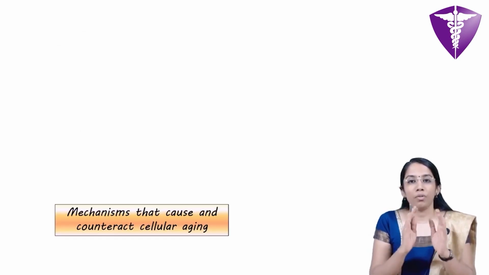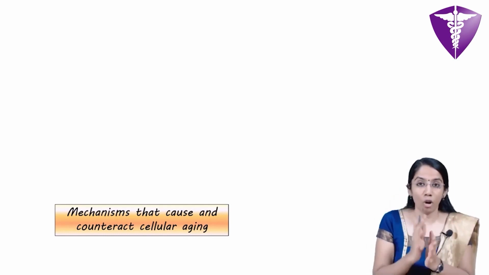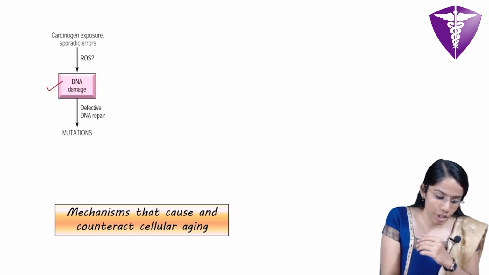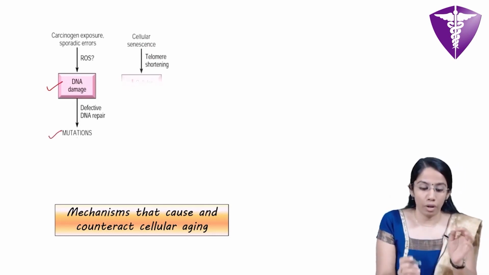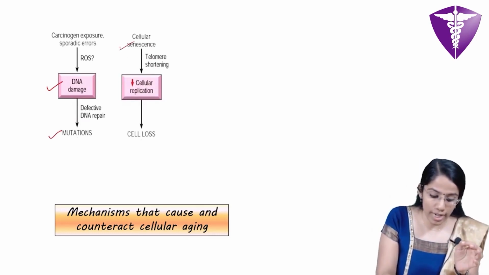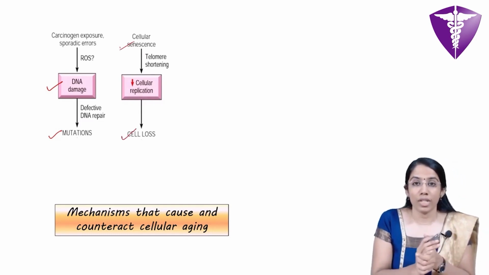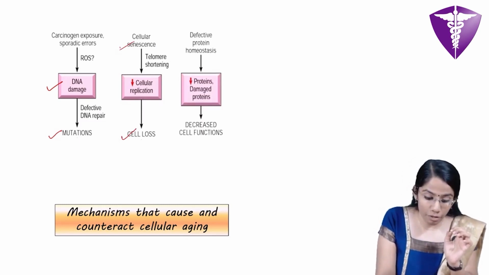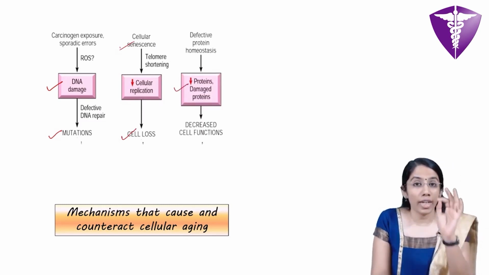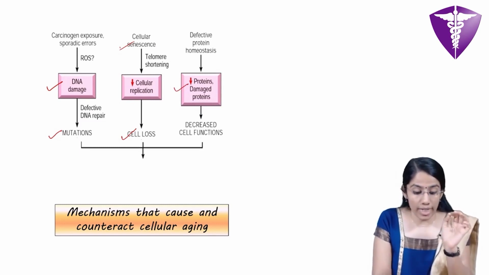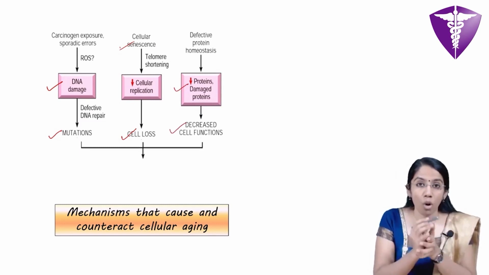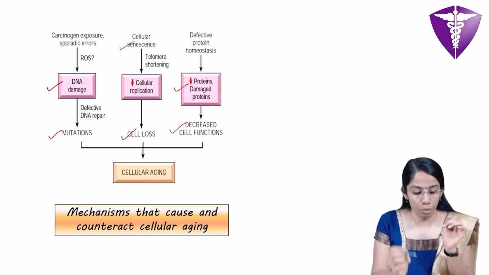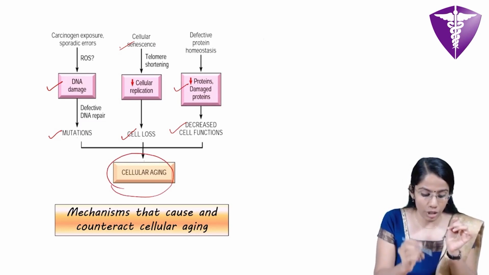This is a flow chart to sum up the mechanisms that cause and counteract cellular aging. Most important is DNA damage leading to mutations over a long period of time. Then cellular senescence leading to cell loss also contributes to cellular aging. Apart from this, defective protein synthesis leads to decreased and damaged proteins and decreased cell functions. All of these processes, that is DNA damage, decreased cellular replication and decreased proteins, lead to cellular aging.